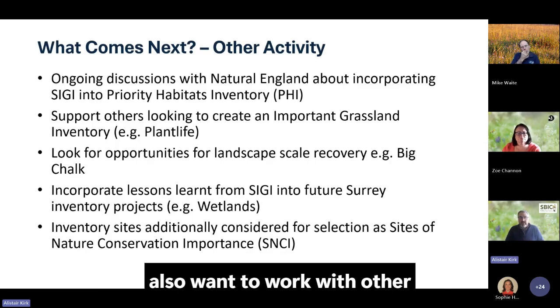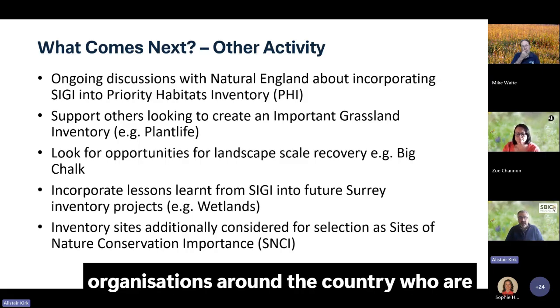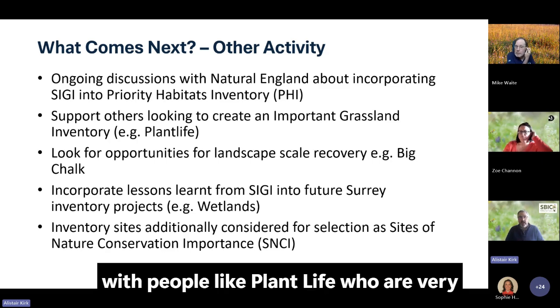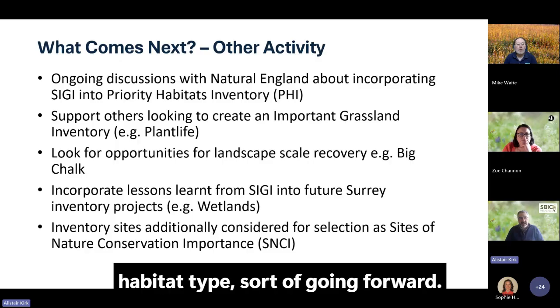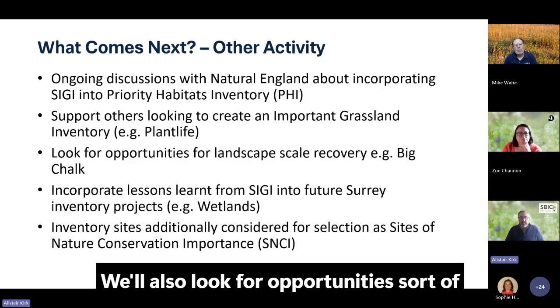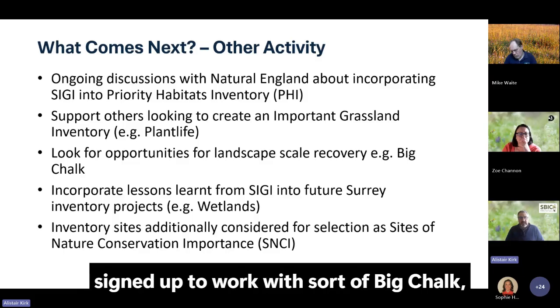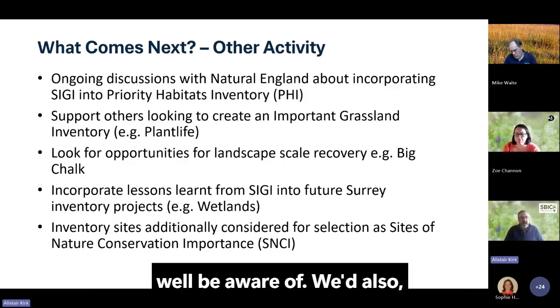We also want to work with other organisations and help support other organisations around the country who are looking to do something similar. So we'll be having conversations with people like Plantlife, who are very much championing grasslands as an underrepresented habitat type going forward. We'll also look for opportunities to consider more landscape scale recovery projects, and we have signed up to work with Big Chalk, which is a project that some of you may well be aware of.